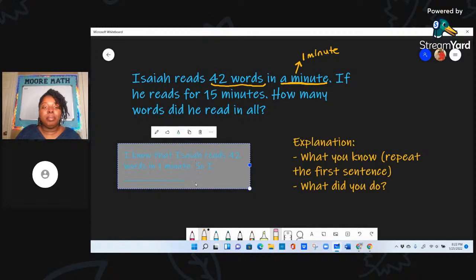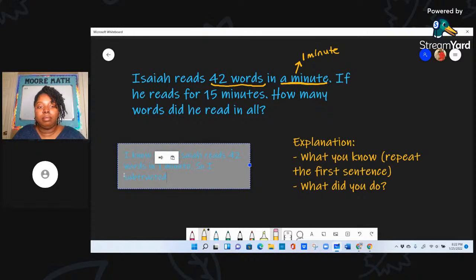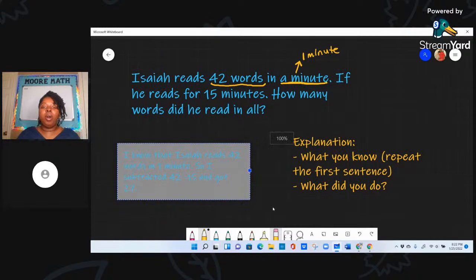So now tell me what you did. So this is where you put add, subtract, multiply, or divide. So I subtract. What two numbers did you subtract? 42 minus 15. Okay. And what did you get? 27. Okay.